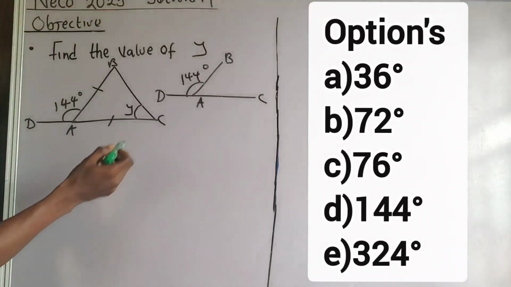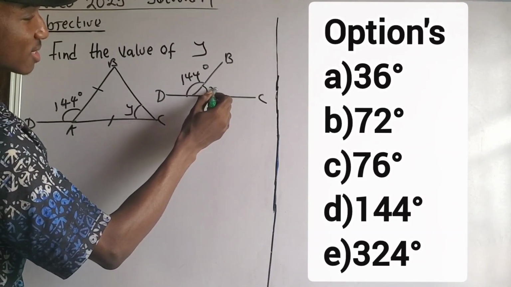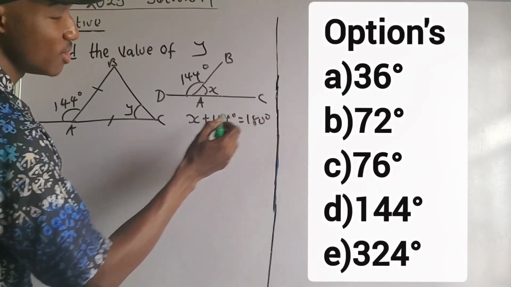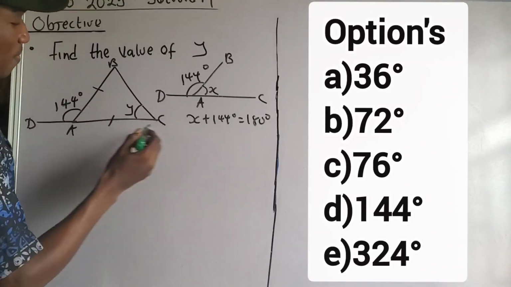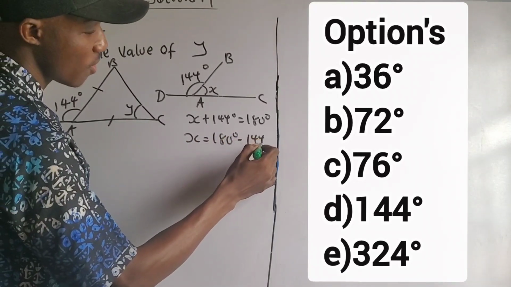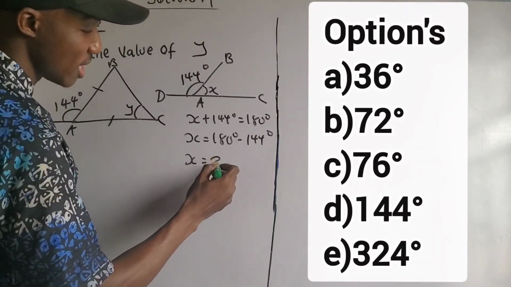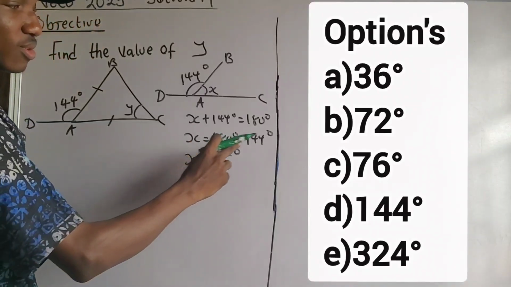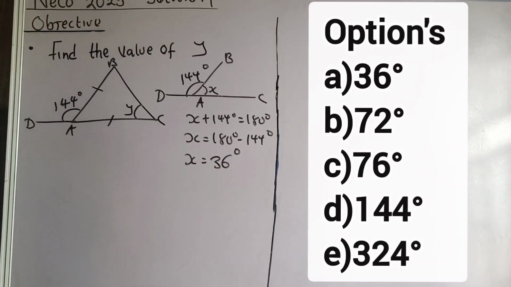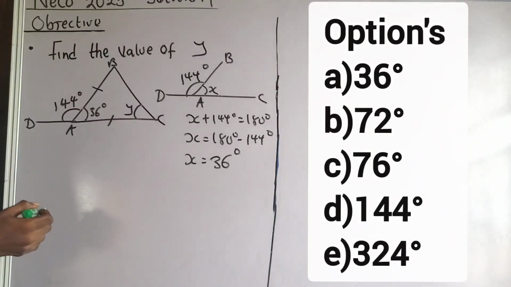You know the sum of angles on a straight line is what? 180 degrees. So let us represent this as x. So x plus 144 degree equals 180 degree. Now x equals 180 degree minus 144 degree. Are you getting it? x is equal to 36 degree because 180 minus 144 will give you 36. Having done that, that means that this angle that is here is 36 degree. Please pay attention.